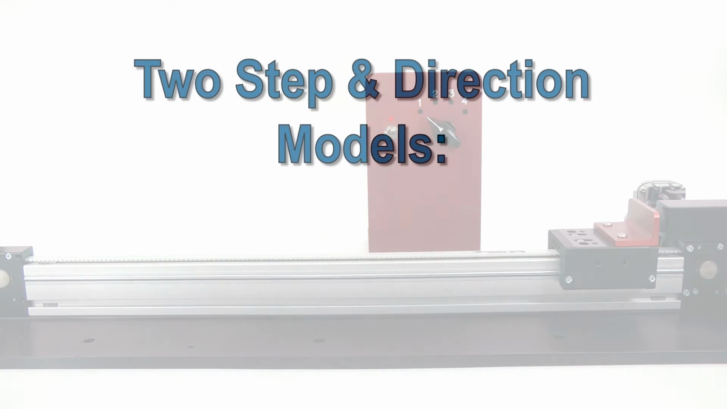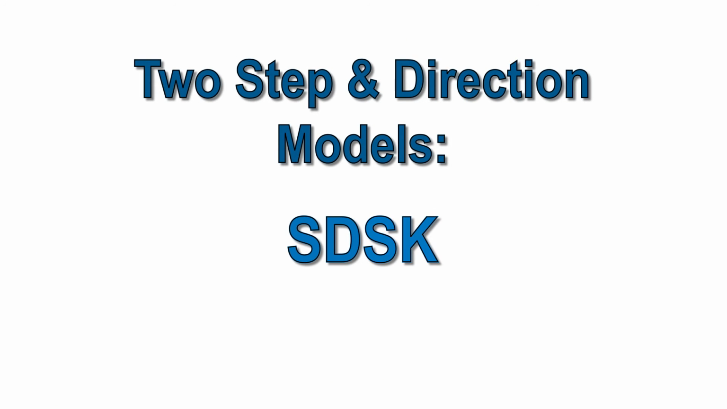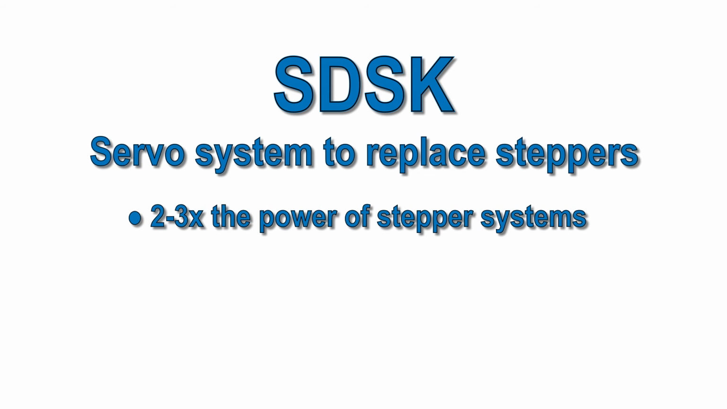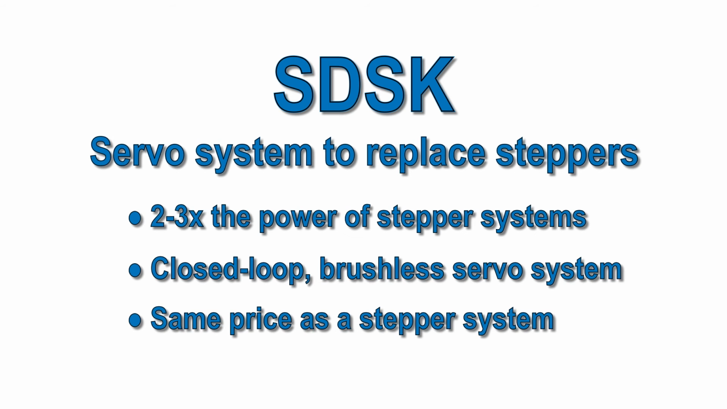There are two models within the ClearPath SD series, the SDSK model and the SDHP model. What are the differences? The SK model is meant to be a drop-in replacement for stepper motors. It has 2 to 3 times the power of a similar-sized stepper motor. It's a closed-loop brushless servo system, so it won't stall or lose steps like a stepper, and it costs about the same price as a stepper.